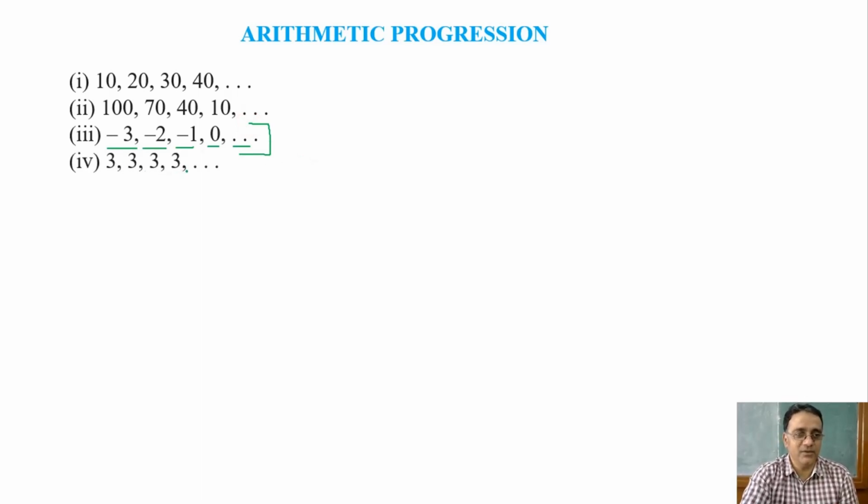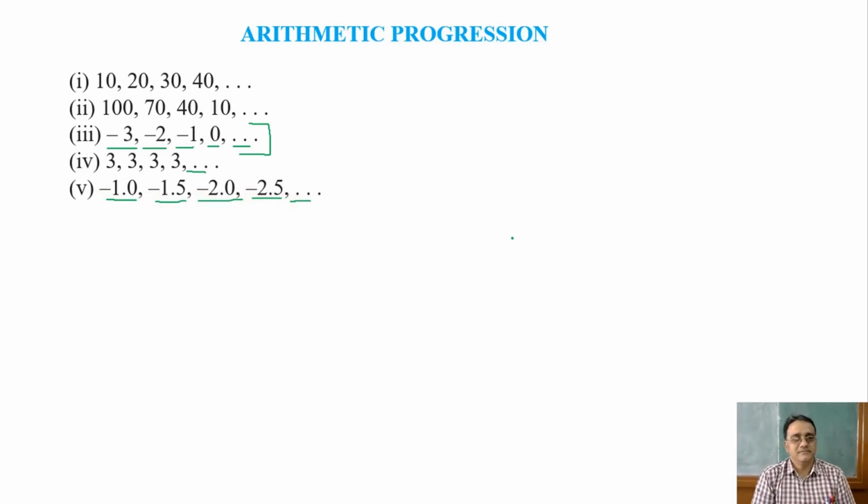3, 3, 3, 3. What is the next term? 3. So we are getting 3 here. Next, -1.0, -1.5, -2.0, -2.5. What is the next one? -3.0. So is this decreasing or increasing? Decreasing. Decreasing order means we have to add a negative number. So यहाँ पे क्या ऐड कर रहे हैं हम लोग? -0.5, we are adding -0.5 to each term.